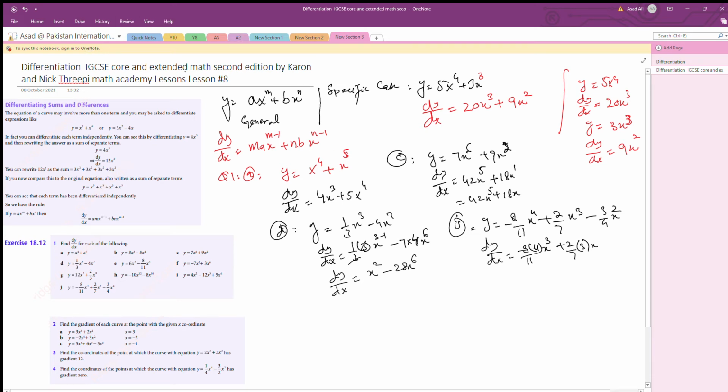You know the rule, so you can do it directly here. 2 and minus 3 over 4, 2 into x power 1. Now this becomes 4 8s are 32, but minus is here. 32 over 11 x power 3 and 6 over 7 x power 2, and 2 cancels with 2 here, so minus 3 over 2 x power 1, that's simple x. So dy dx. We did these 4 parts from question number 1: A, C, D and J.